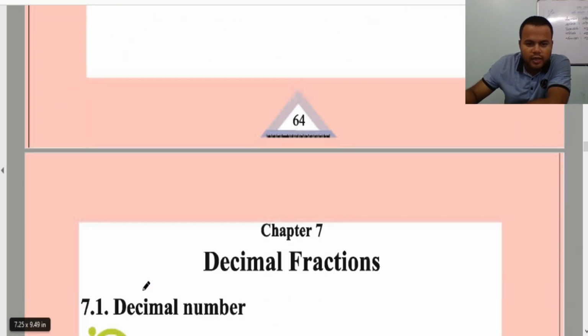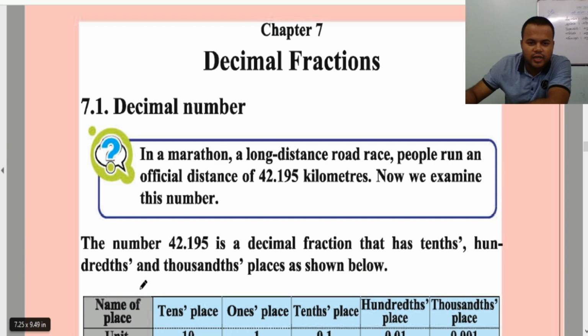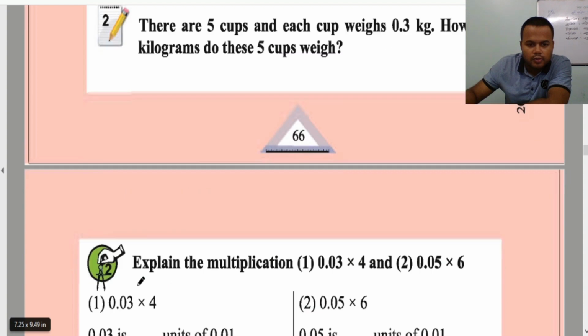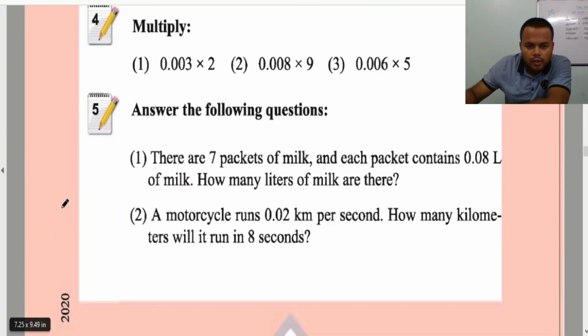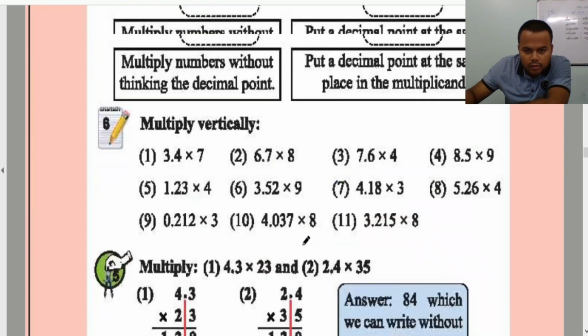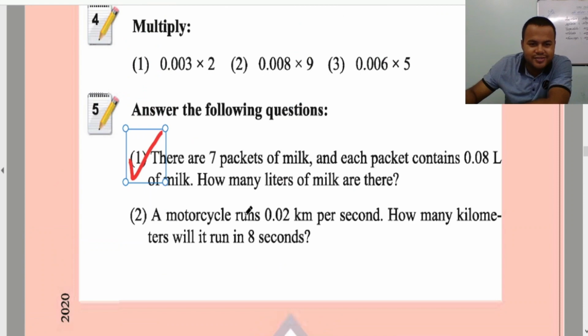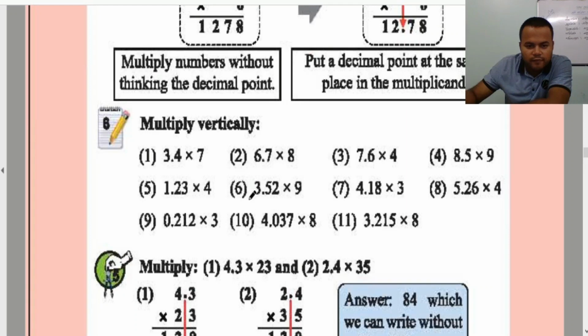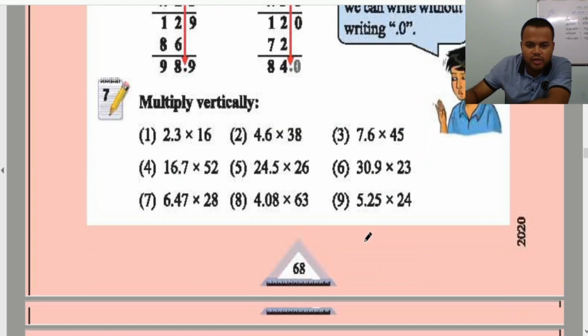Okay, now chapter 7, that is decimal fraction. We have already completed this chapter a few days ago. So from this chapter, you have to practice number 6, just practice number 10 and number 11.